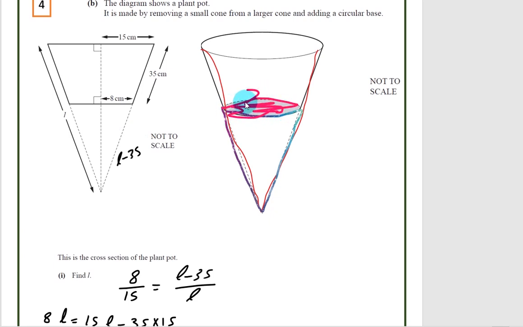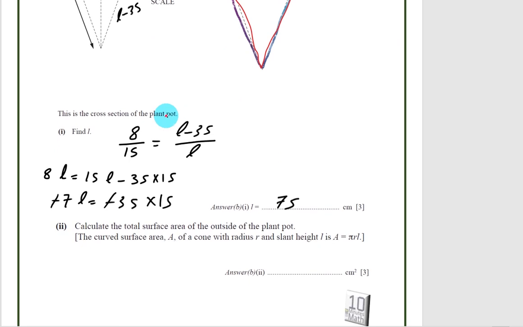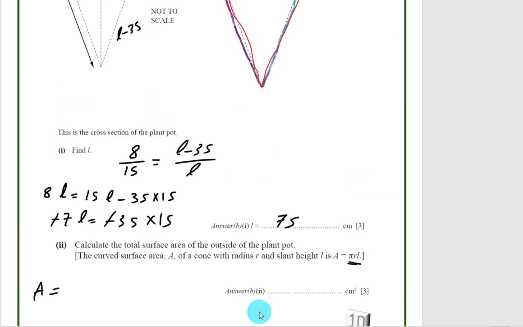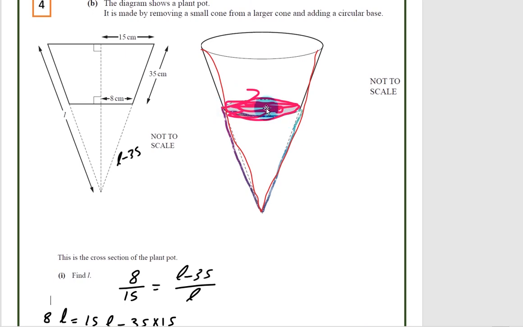We need to add also the area of this circle. So the big cone minus the small cone will give us the area of the upper part, plus the circle at the bottom will give us the total surface area, which is equal to pi r big cone l big cone minus pi r small cone l small cone plus pi r square, which is the small area of the circle that we added here in this color.